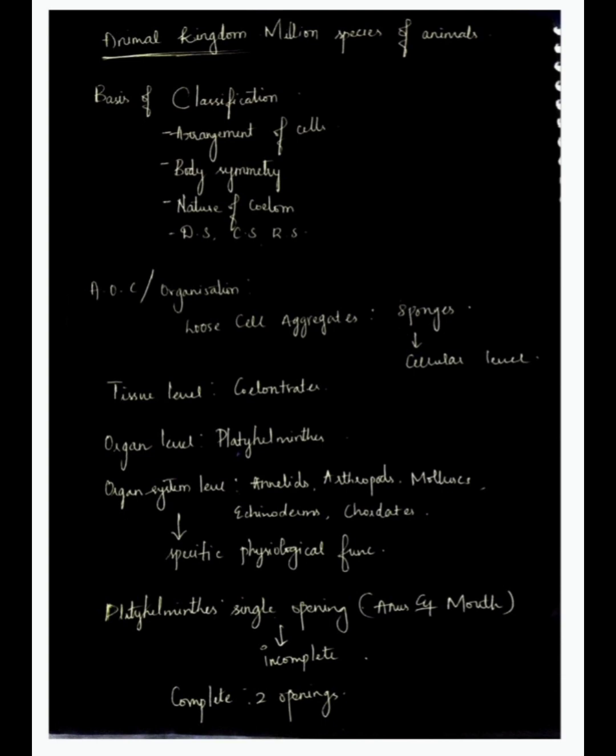The next thing is animals which have a single opening for intake of food and those which have a double opening. Animals which have a single opening are called incomplete animals, because both intake and outlet happen through a single opening. Here, the mouth and anus are present on the same side with a single opening. An example of incomplete animals is platyhelminthes. Platyhelminthes have only one opening for mouth and anus.